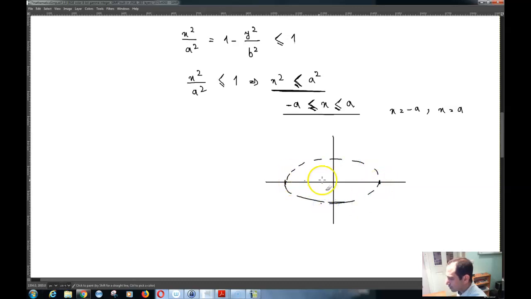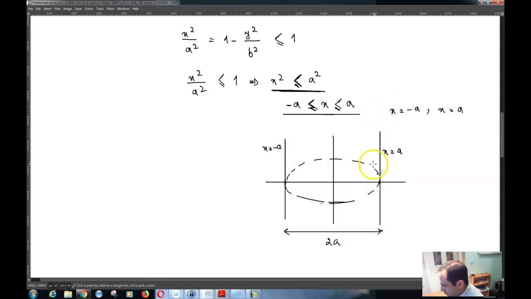For example, let's say that this is in this configuration. So this is the line x is equal to negative a, and this is the line x is equal to a. And you know that this whole distance is always equal to 2a. So your ellipse is always between the lines x is equal to negative a and x is equal to a, and it's touching those two lines.